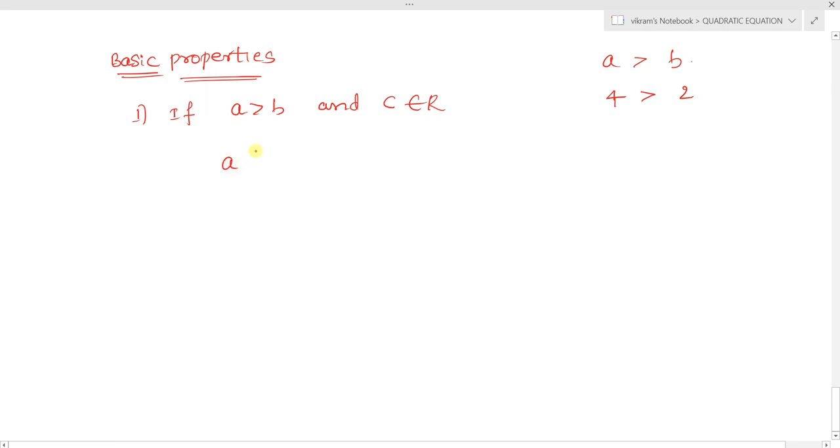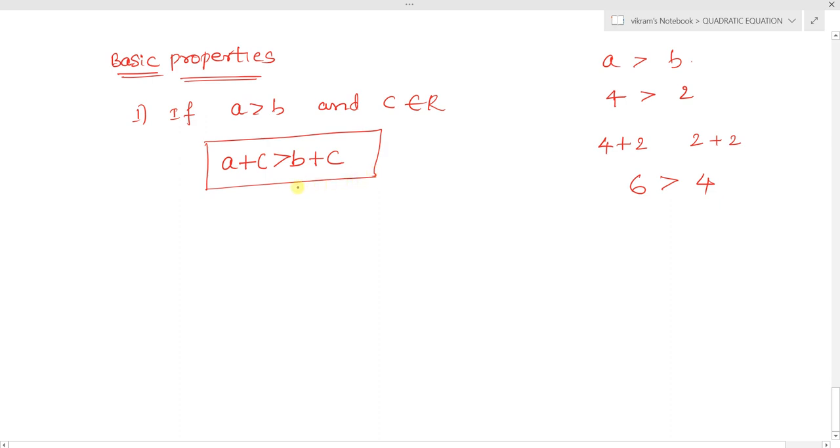Now if the inequality is added with any real number C, what about the inequality? If 4 is added with 2 and 2 is also added with the same number 2, then here it is 6 and 4. Again 6 is greater than 4, the inequality does not change. The important note we need to consider here: if any inequality is added with the same real number on both sides, the inequality does not change.